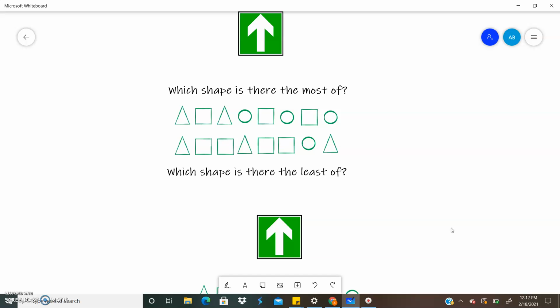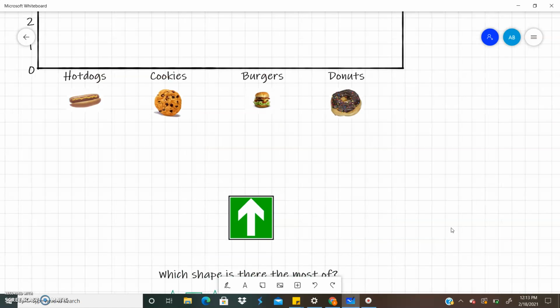Okay, so real quick, what shape is there the most of? Yes, there are the most squares because there are 7 squares and there are only 5 triangles and 4 circles. So the shape with the most number of shapes is the square. What shape is there the least of? Okay, we have 4 circles. We have 5 triangles. Is 5 less than or greater than 4? Right, it's greater than. So our circles are going to be the shape with the least.